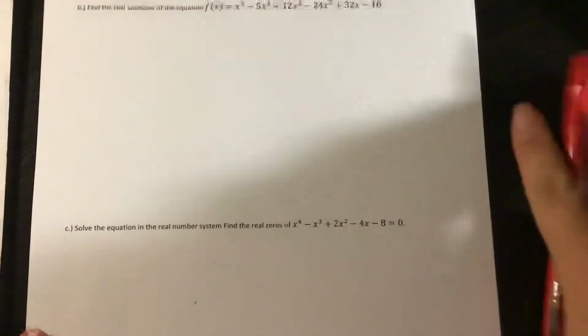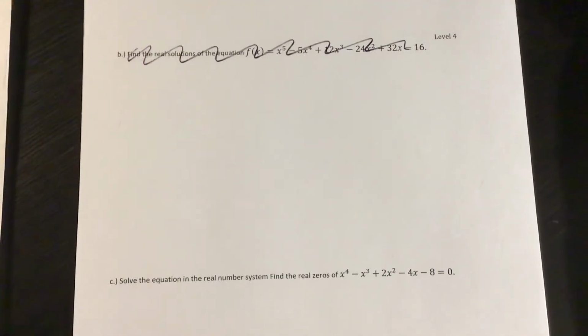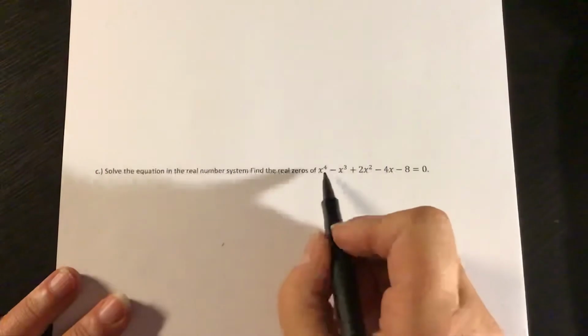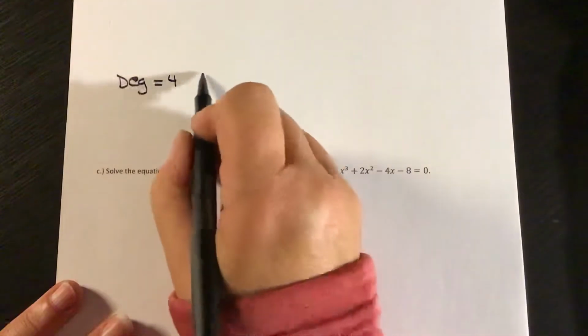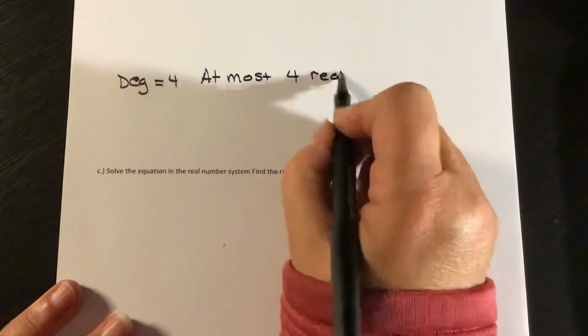We're going to do one more. This one is not long, and actually this is just a repeat of that last problem, part B. So we're going to do part C, and then we're going to be done. For part C, we want to first determine how many possible real solutions I can have. The degree equals 4, so at most 4 real solutions.